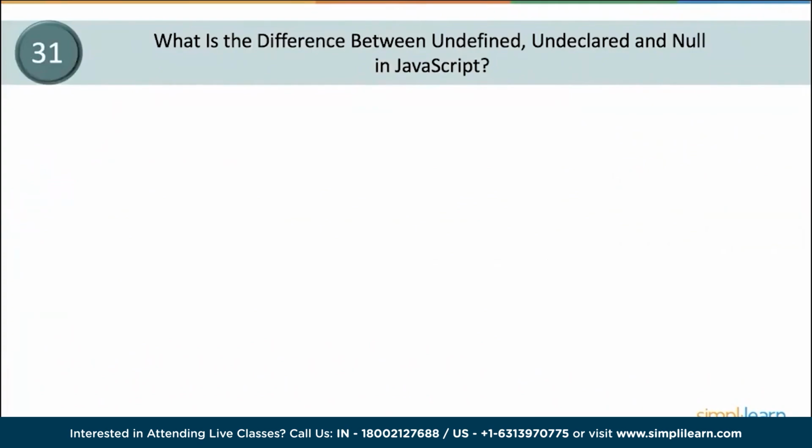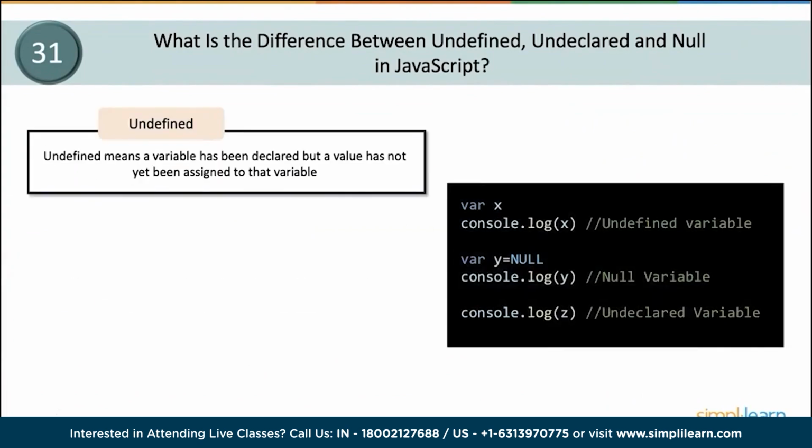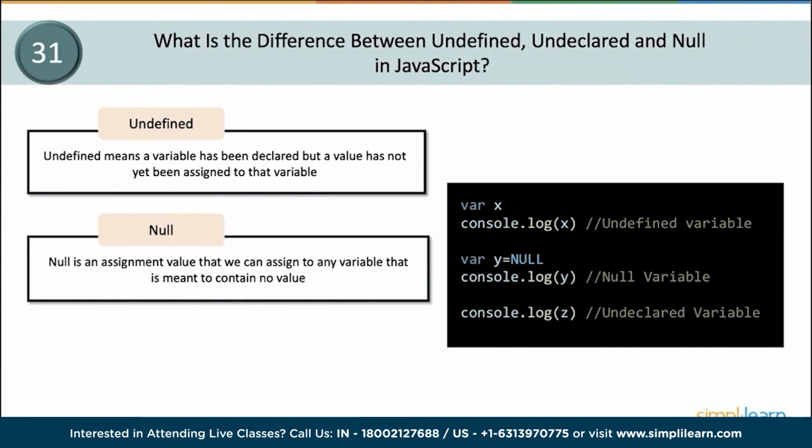What is the difference between undefined, undeclared and null in JavaScript? See, undefined means a variable that is declared but the value has not been assigned yet. That is called undefined. Undeclared means like it is a null.